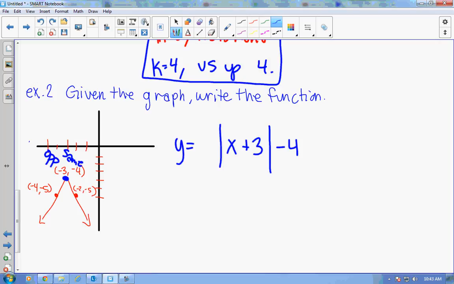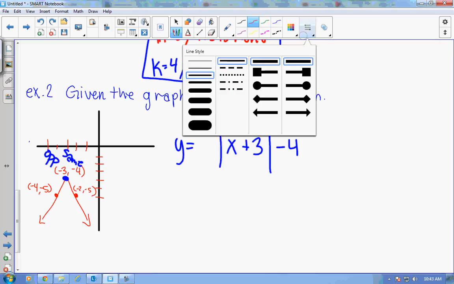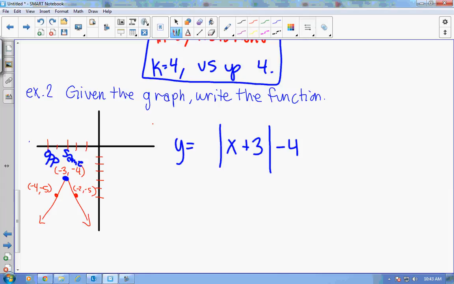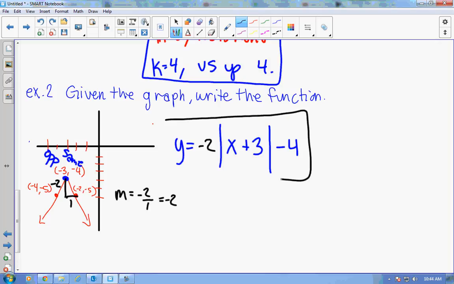Absolute value has linear arms, so the slope is constant on the left side, and then it's a different constant on the right side. So the slope, what is the rise to get even with those 2 points? No. 2. But it's down, so it's -2. And then what's the run? So the slope is -2/1, which equals -2. The slope can be the tricky part.